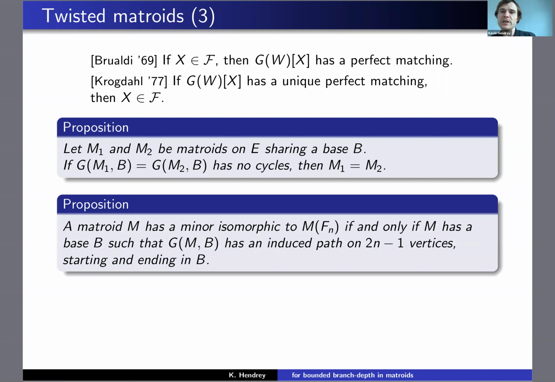Okay, so here's what we actually know. If a matroid has a minor isomorphic to Fn, this happens if and only if there's some minor and some base, or even actually if there's some base of the original matroid, such that there is an induced path, which is of length at least 2n-1.